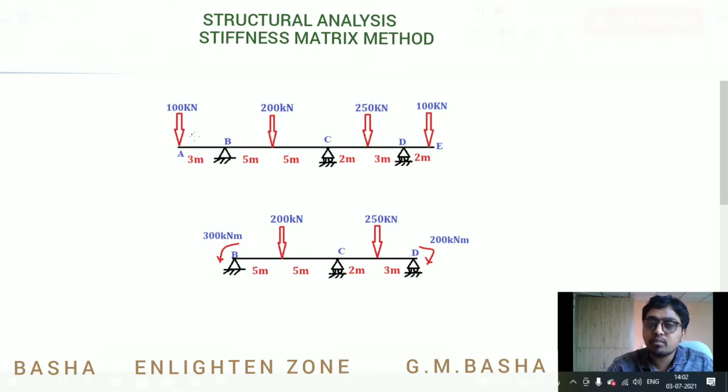Force into distance is our moment. 100 into 3 is 300 kilonewton meter. So which is acting anti-clockwise? That is the reason I am taking an anti-clockwise moment here. That is 300 kilonewton meter.